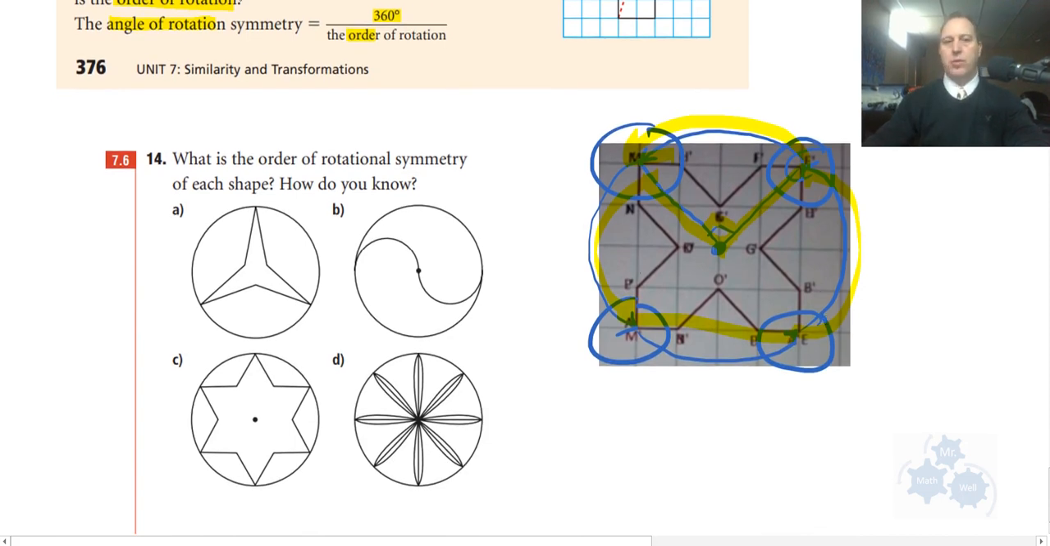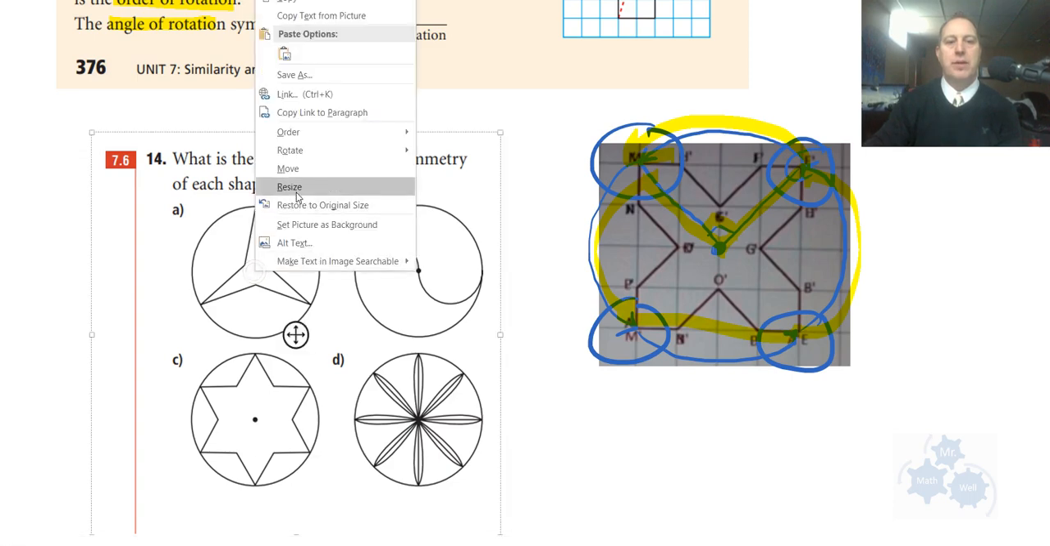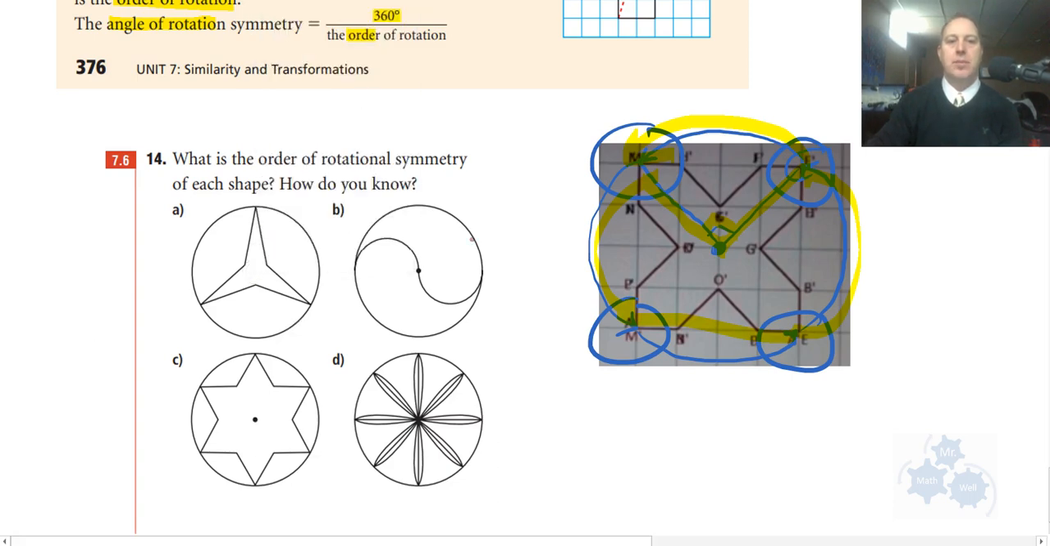Okay, and so we'll conclude with this question from your review in your textbook here. The order of rotational symmetry of each shape, what is it and how do you know? Well, if we take a look at where the center would be here, I've got to change my mouse settings here. New computer.